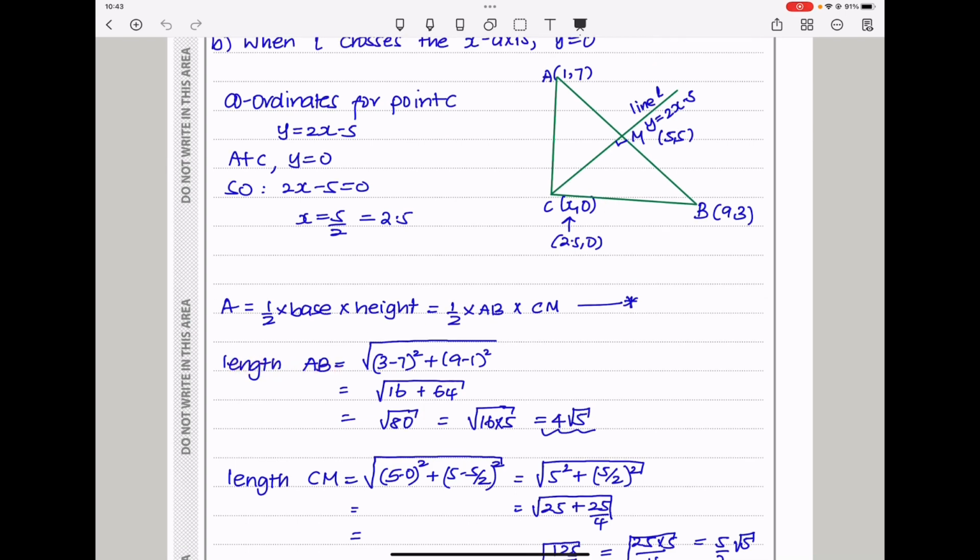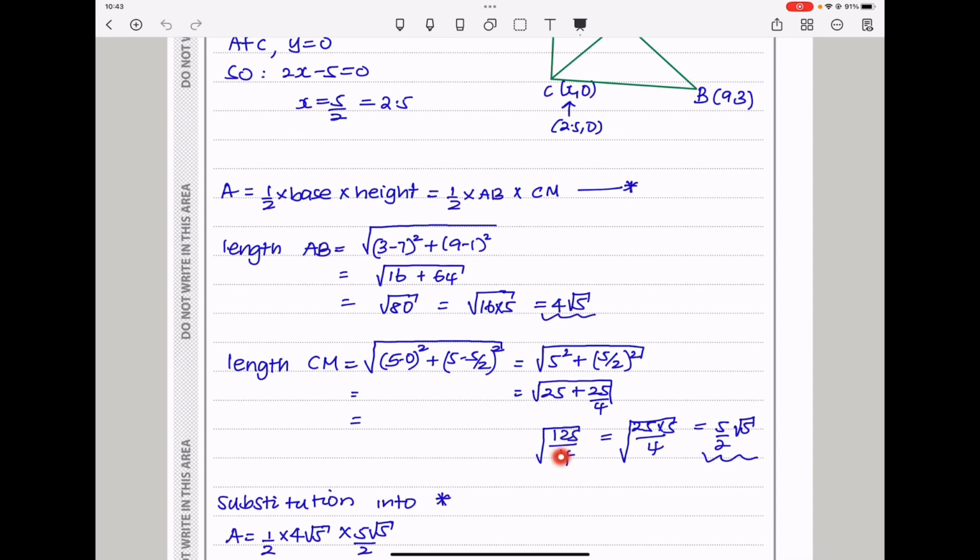Length AB is equal to the square root of the Y coordinate here minus the Y coordinate there, everything squared, plus the X coordinate here minus the X coordinate there, everything squared. And when I simplified, I got root of 80, which is written as 4 root 5. Now for CM, I did the same thing. The Y coordinate here, which is 5, minus the Y coordinate here squared, plus the X coordinate here minus the X coordinate here squared. Also, I got root 125 over 4, which is 5 over 2 root 5.